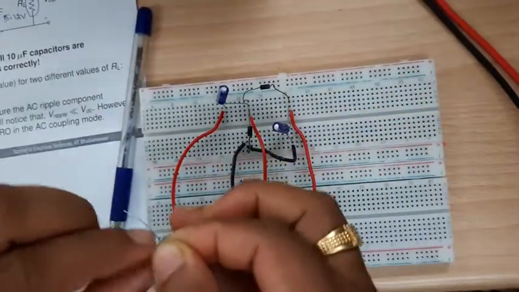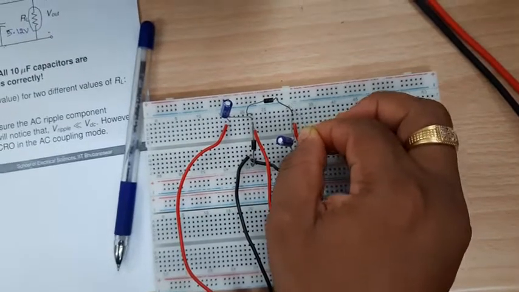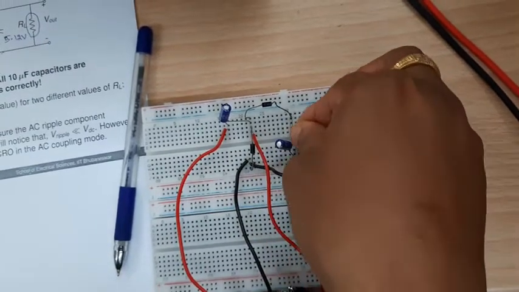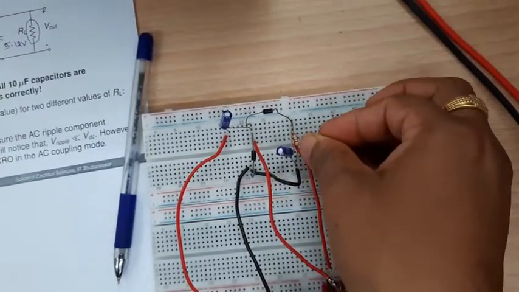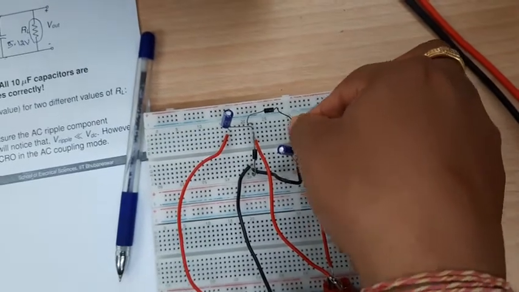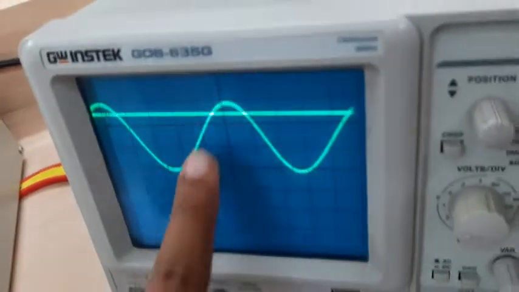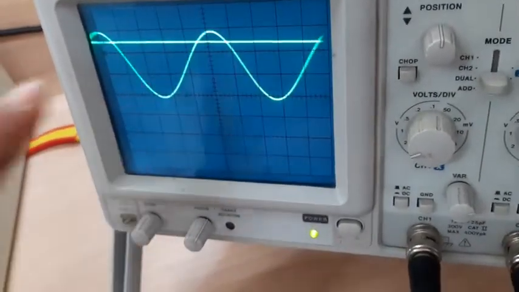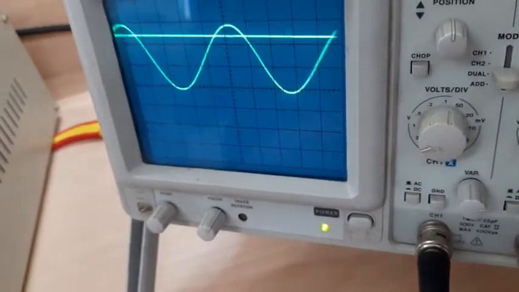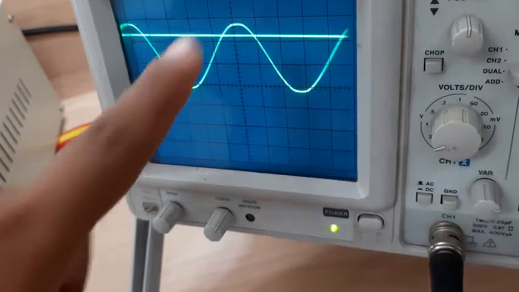Now we will connect the resistor across the capacitor at the output side. Now I am using a 47 kilo ohm resistor. You can see the waveform will change. You can see on the CRO, this is my input and this is my output. You observe the output while connecting the resistor. I am connecting now. You can see it is shifted.